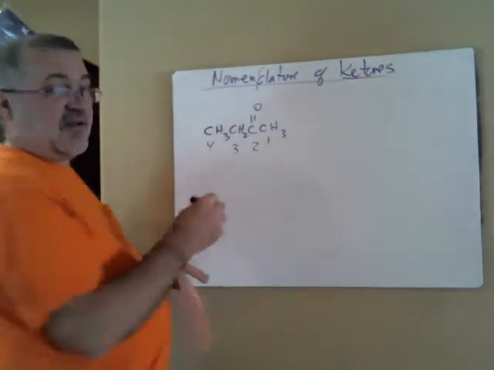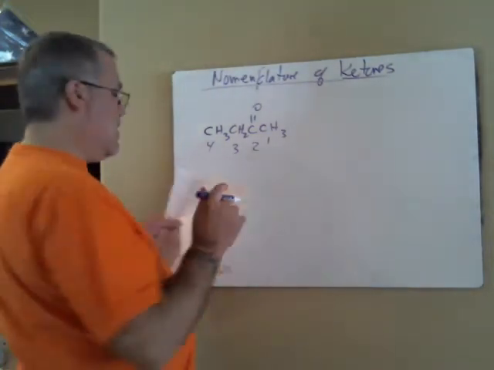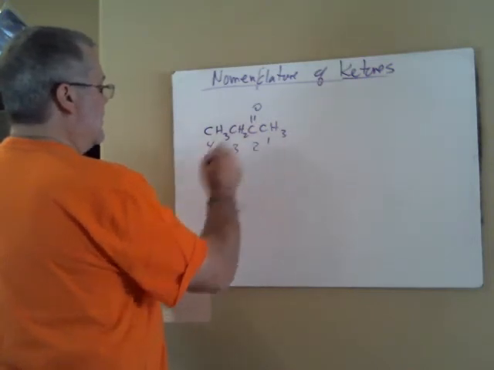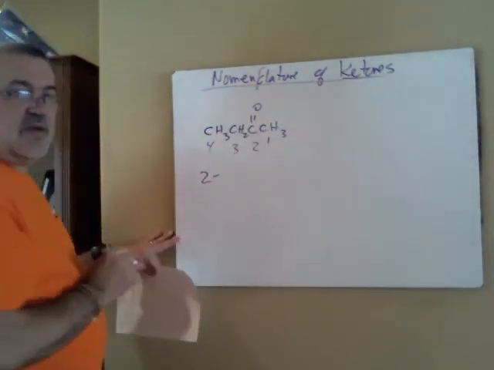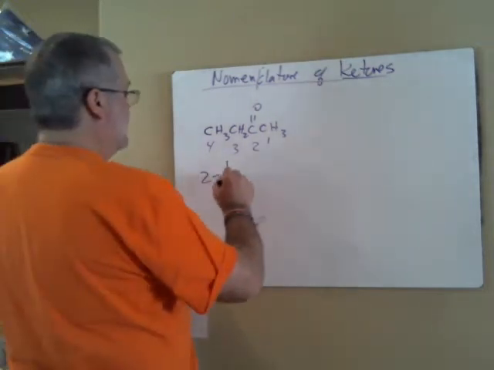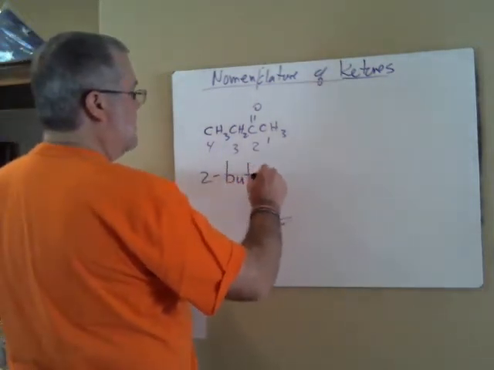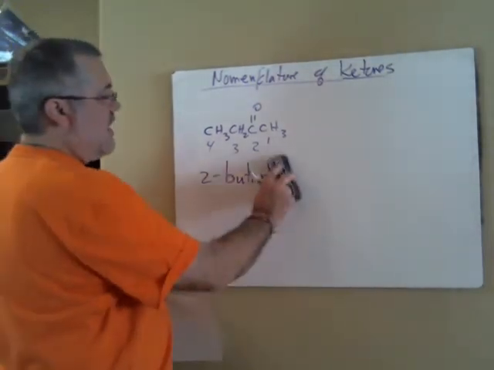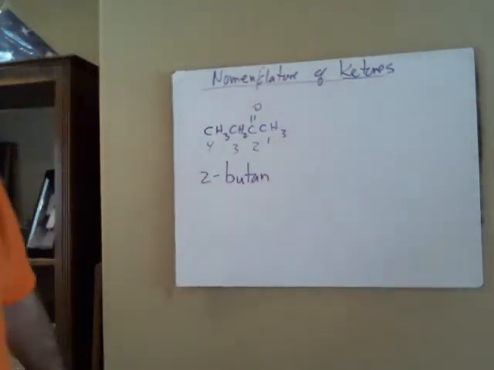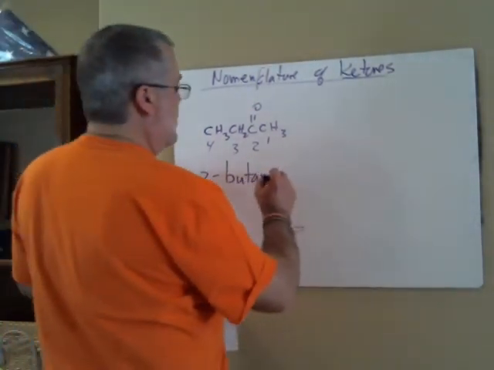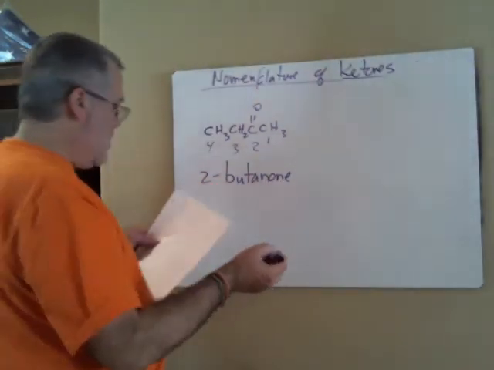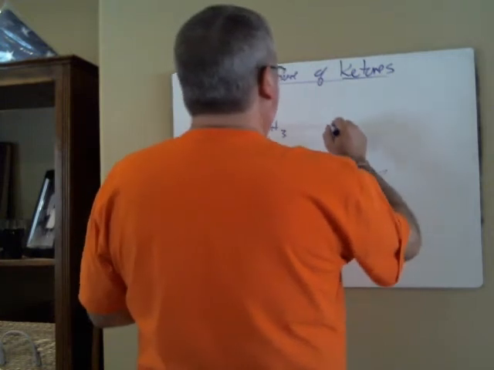Not in this particular example, by the way, but normally you do. So we always do it, and that is your carbonyl is at the 2 position. And then it would be butane, right? If it were the corresponding alkane. So I drop my E and I add O-N-E, so it's 2-butanone. All right, what about this one?